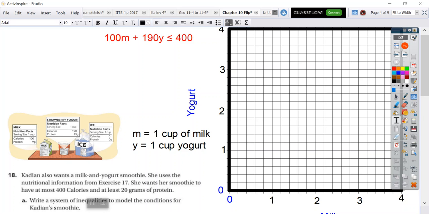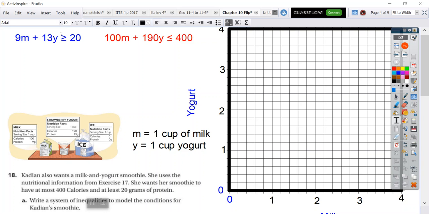Okay, and then we can do the same exercise for the protein. So 9 times M plus 13 times Y, and we want it to be bigger than or equal to 20 grams of protein. And notice how both of these have the equals bar, which means we'll have the same kind of line for both inequalities. That would be a closed line, a solid line.